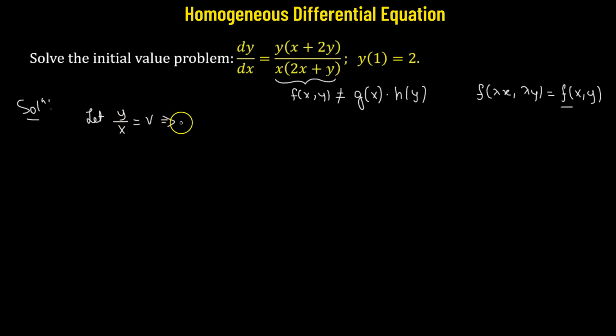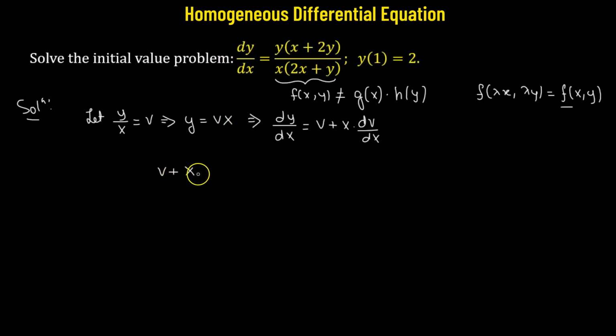So y over x equals v can also be expressed as y equals v times x. And now we'll differentiate both sides with respect to x, and this is going to give us dy over dx equals, applying the product rule to differentiate v times x, v plus x times dv over dx.